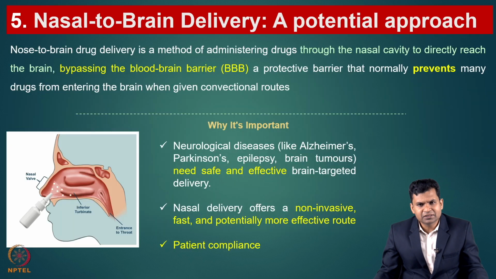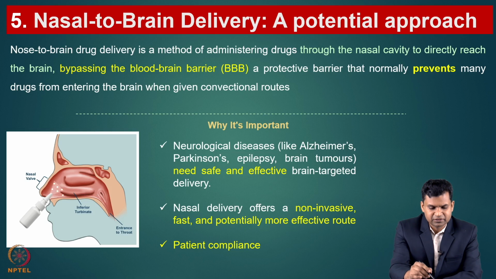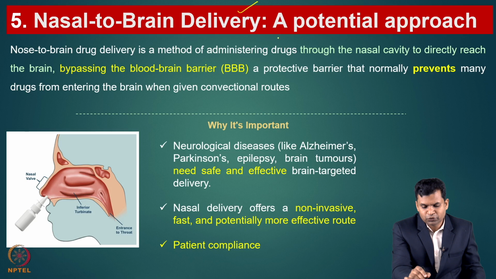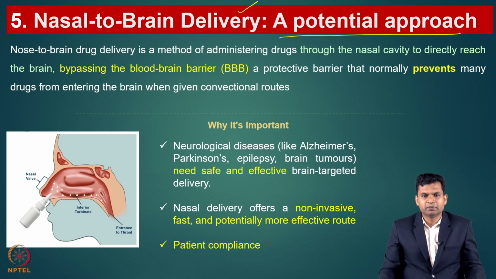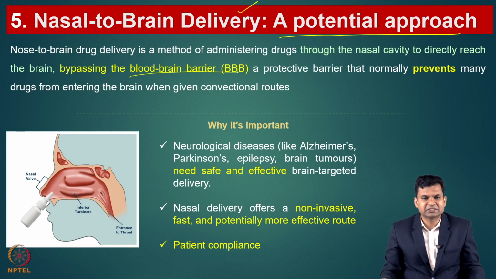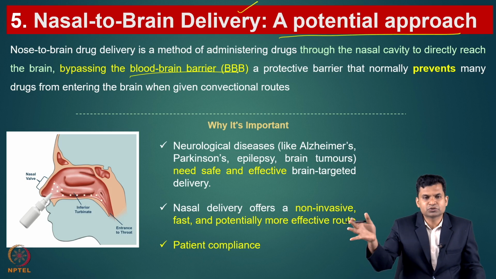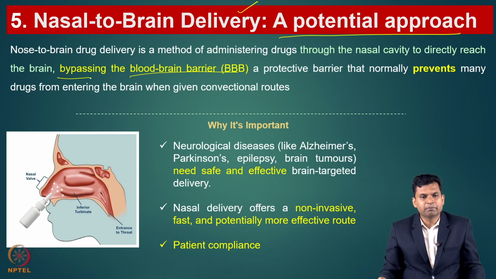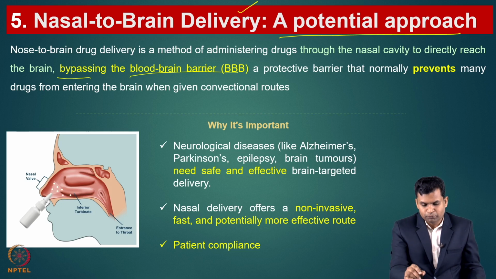Now, in the approaches we are going to discuss only one topic, that is nose to brain delivery. It is one of the potential approaches in brain targeting. As we are discussing, the blood brain barrier is one of the major limitations, because the tight junctions do not allow the molecules to reach the target site. To bypass the blood brain barrier, nose to brain delivery is one of the potential approaches in the brain delivery strategy.